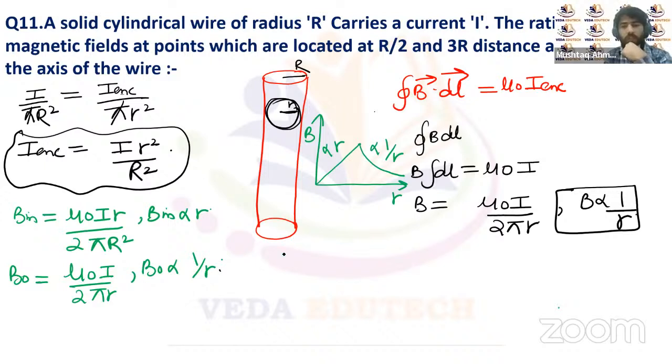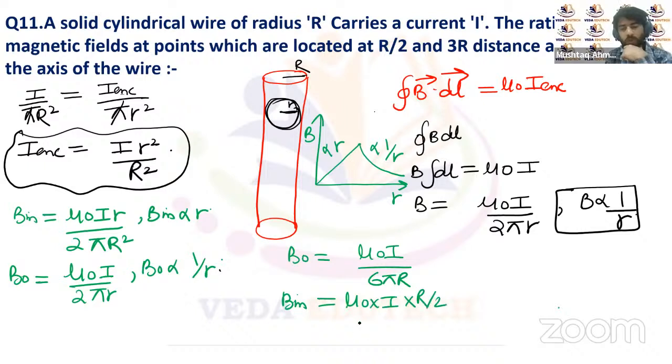Now for the given question, the value of B outside at a distance of 3r will be mu naught I upon 6 pi r, right? And for the inside point at a distance of r by 2, it will be mu naught I into r by 2 upon 2 pi R square. So this and this will get cancelled. We'll be left with mu naught I upon 4 pi R. So we have to calculate the ratio between them.